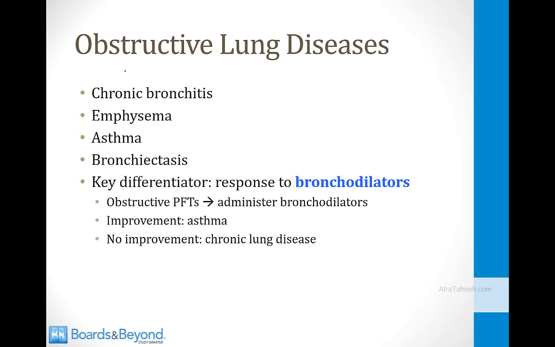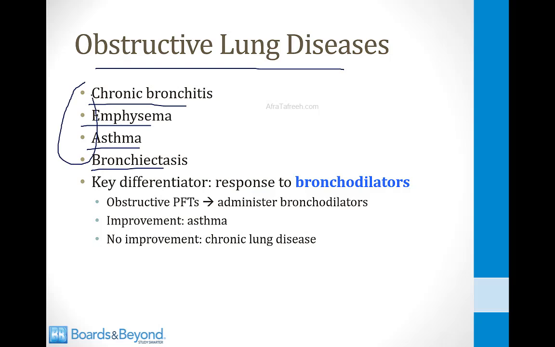Now we're going to talk about specific causes of obstructive lung diseases, and there are 4 that you need to know, and those 4 are chronic bronchitis, emphysema, asthma, and bronchiectasis. And we'll talk about all 4 of these disorders in detail in this video, but one thing I want to emphasize is that the key way these disorders are differentiated from one another is by the response to bronchodilators.